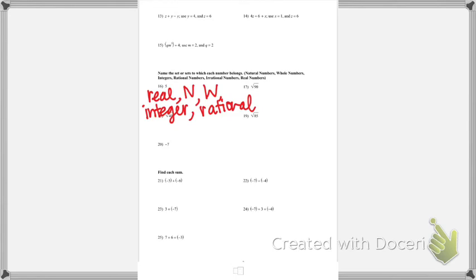Now, you may be saying, well, Miss Ellery, 5 is not a fraction. Well, the number 5 is not a fraction, but 5 over 1 is, and 5 over 1 is 5. 10 over 2 is a fraction, and 10 over 2 is 5. So that is why that is a rational number.